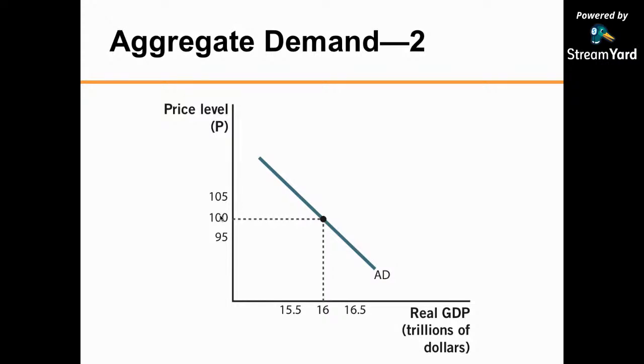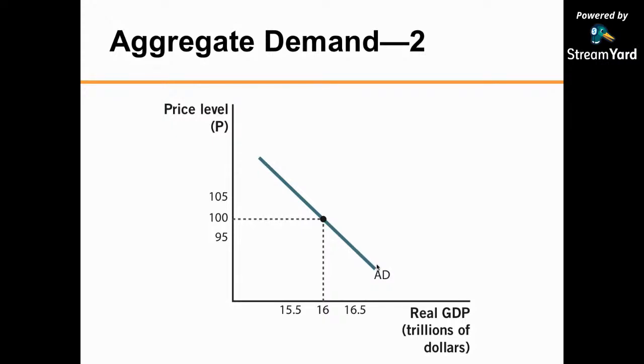So this should also look very familiar. This is showing us the aggregate demand curve for our economy. We already identified our vertical axis as our price level, and our horizontal axis is our real GDP. Now, the demand curve has a negative slope. I hope that you all remember that.